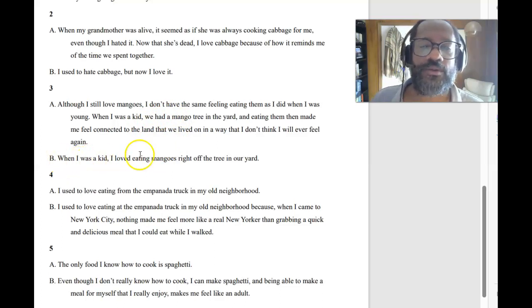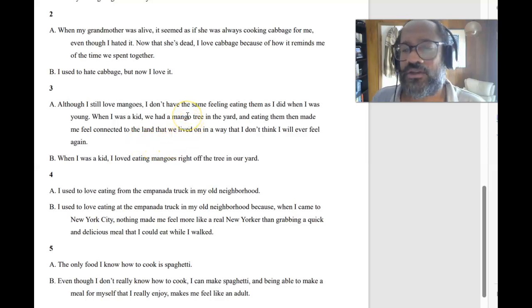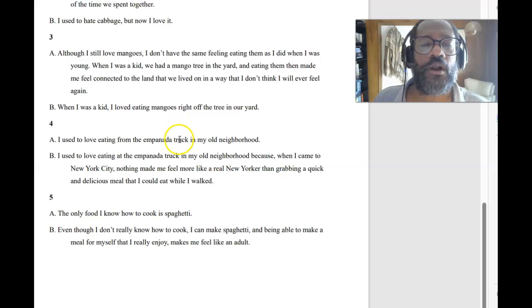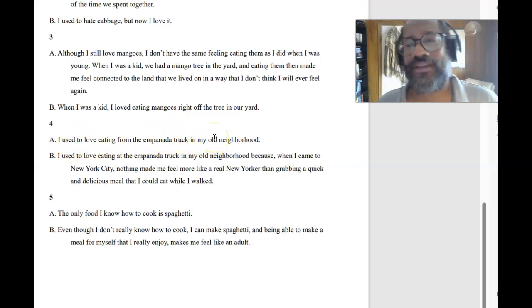And you can see if I just say when I was a kid, I loved eating mangoes right off the tree in our yard. Again, that's just the basic fact of it, but we don't have to prove this sense of what it felt like to actually eat those mangoes. Okay. Number four, I used to love eating from the empanada truck in my old neighborhood. Again, that's just a fact. I just used to like to eat that. There's not much to say about that.